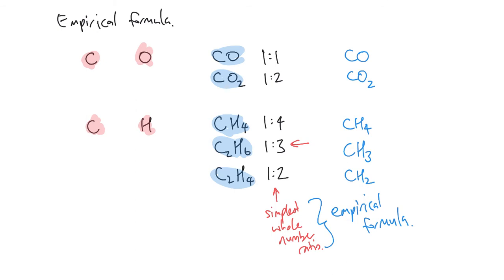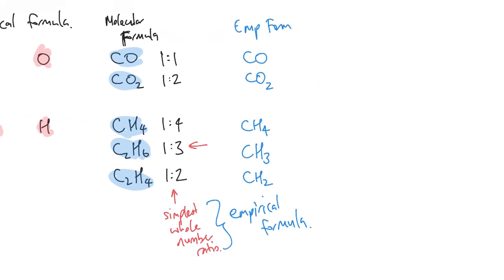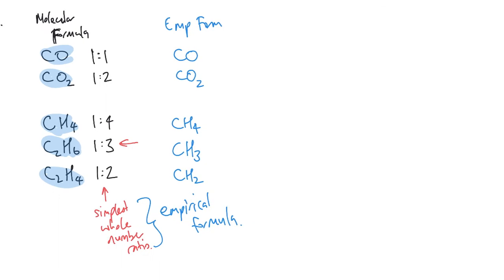So, this here in blue is the empirical formula. This here in black is what's known as the molecular formula, which is its actual ratio. Okay? The empirical formula and the molecular formula, its actual ratio. So, the empirical formula is the simplest whole number ratio. So let's have a try at working out some empirical formulas from molecular formulas.